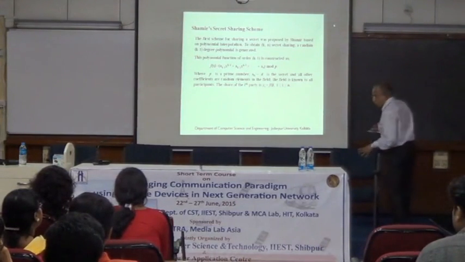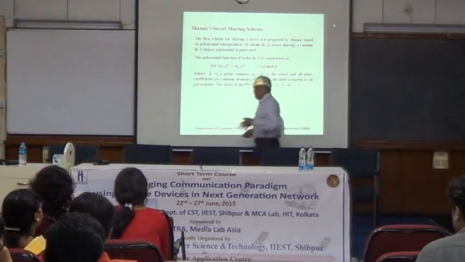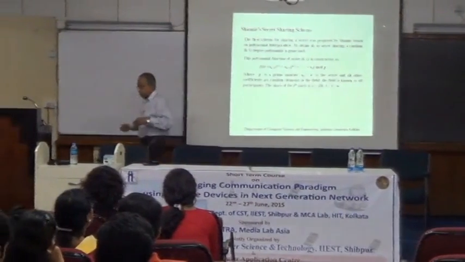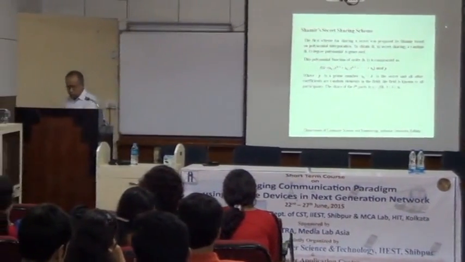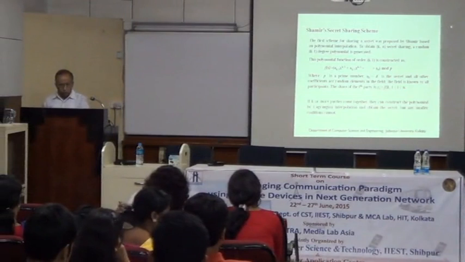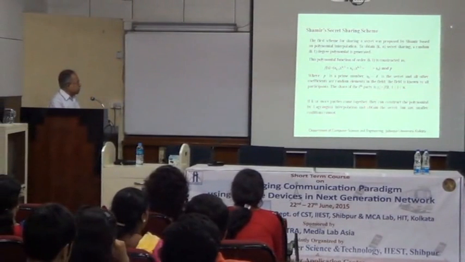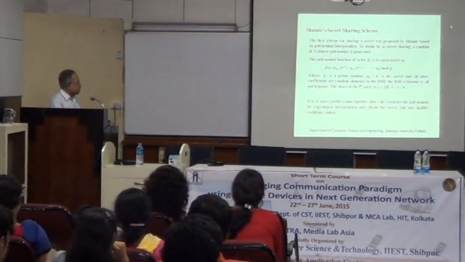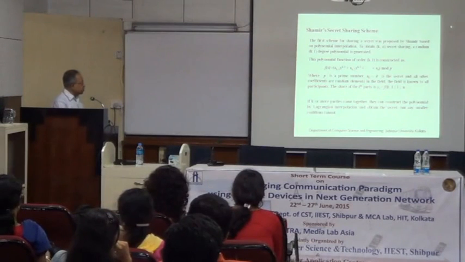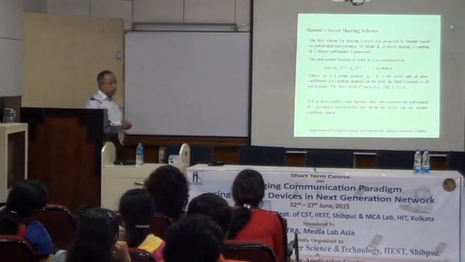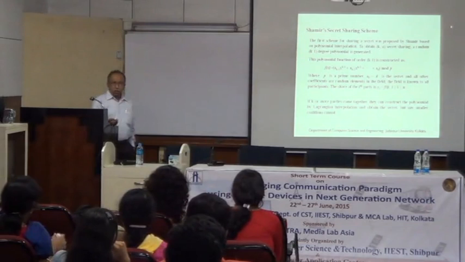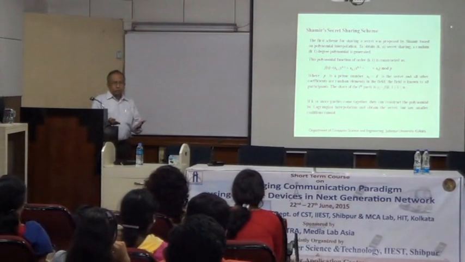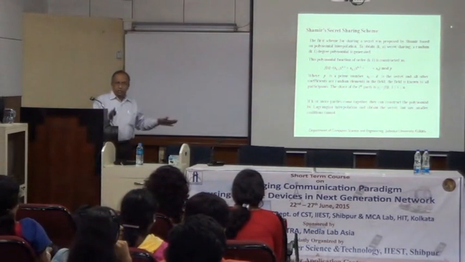I am not going into detail because you might not be interested. Actually, it's very interesting. If k or more parties come together, they can construct the polynomial by Lagrange interpolation and obtain the secret. But with fewer than k equations, you cannot get the secret.